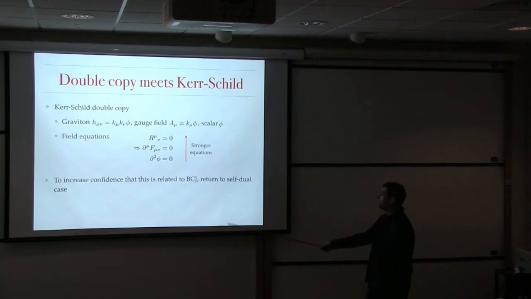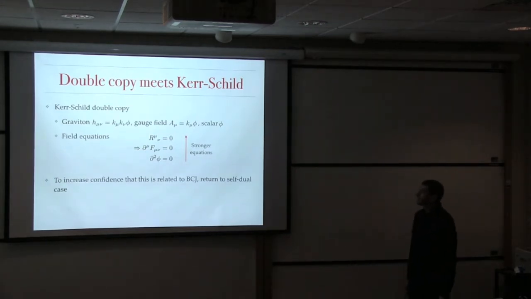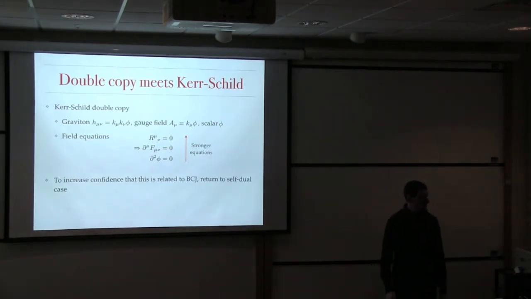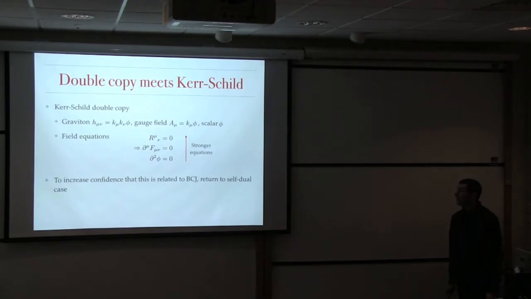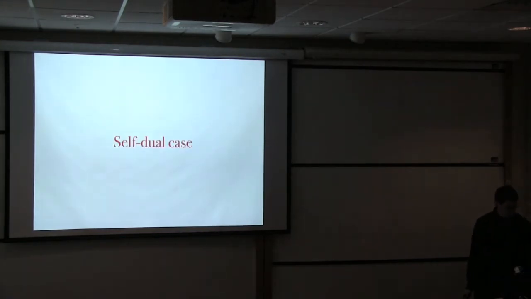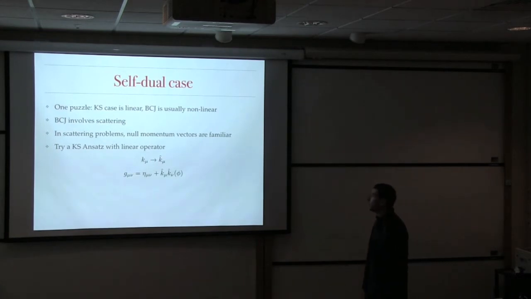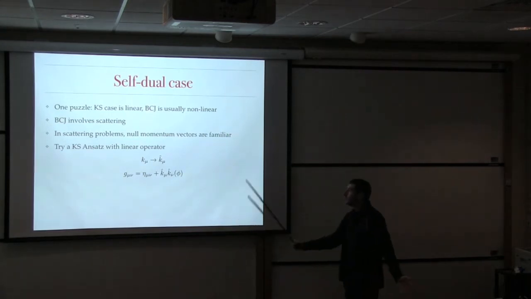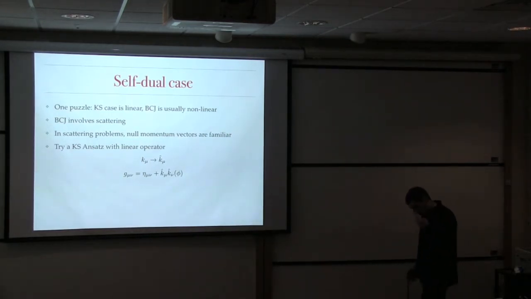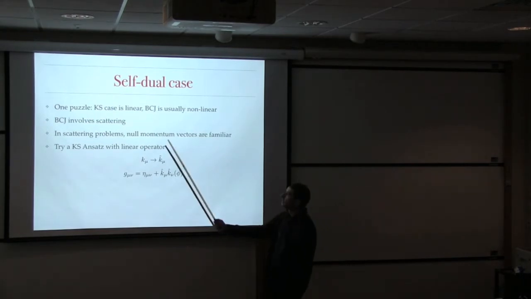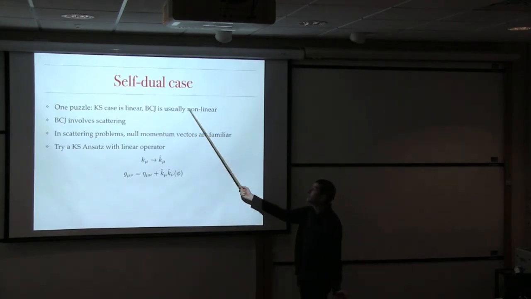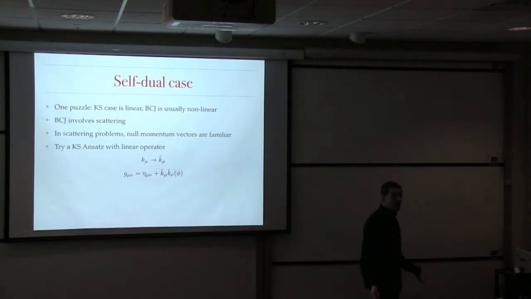Now, this is just some proposal, but to see that it's related to BCJ as we're used to, the scattering amplitude story, I'm going to return to the self-dual case and study that. So I want to think about self-dual gauge theory and self-dual gravity in terms of this Kerr-Schild story. But of course, there's a problem right at the start. In Kerr-Schild, the equations were linear. But the self-dual equations, they're nonlinear. We've seen that these are nonlinear equations.